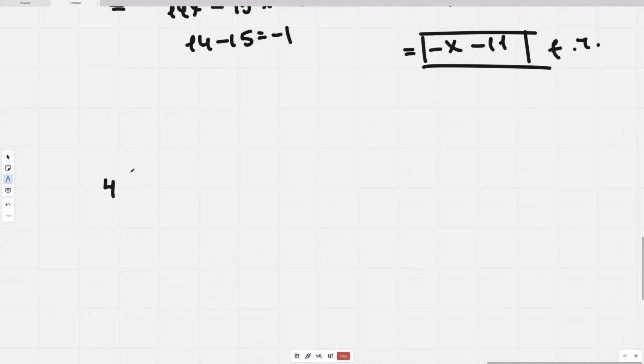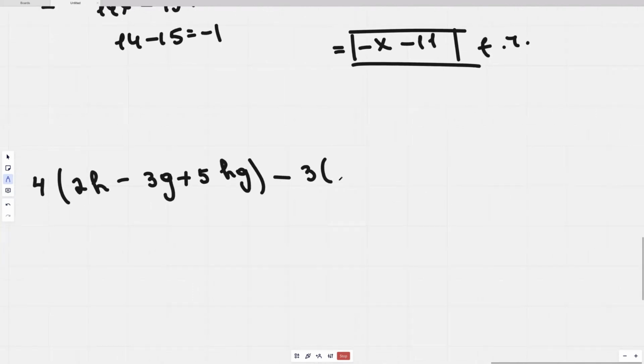4 multiplied by 2h minus 3g plus 5hg, and minus 3 multiplied by the 4h and minus 2g minus 2hg.